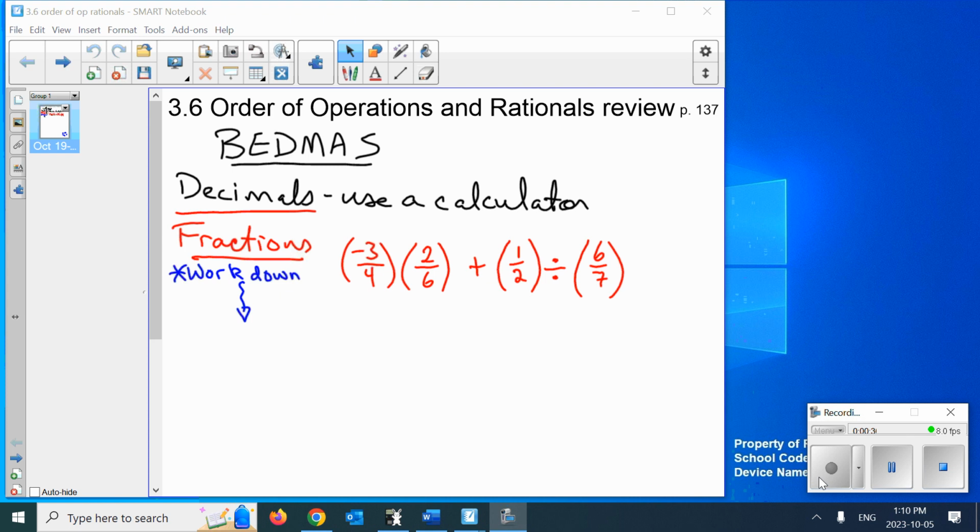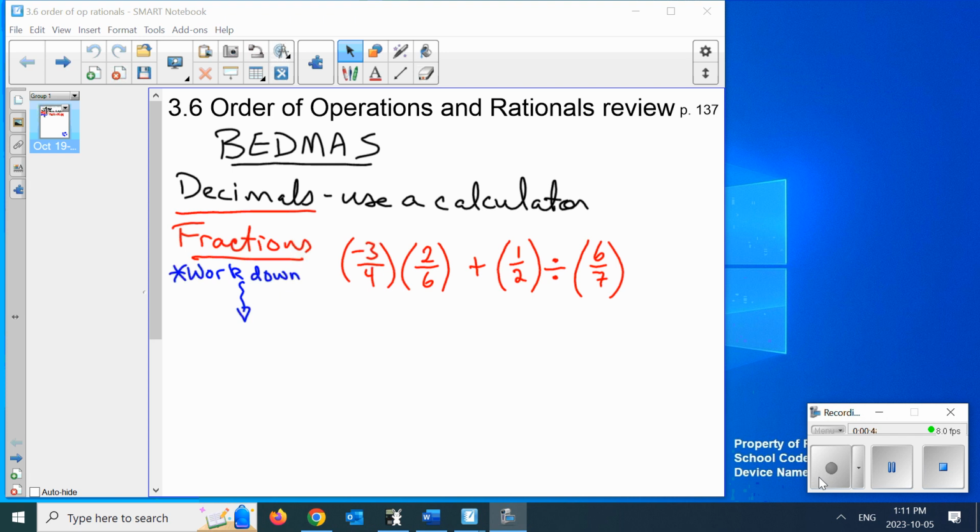So we have all the skills. We've done order of operations with integers, not fractions. And we've done all the operations, multiplying, dividing, adding, subtracting with fractions. So let's see what we can do when we try some more order of operations. I'm just going to do one.